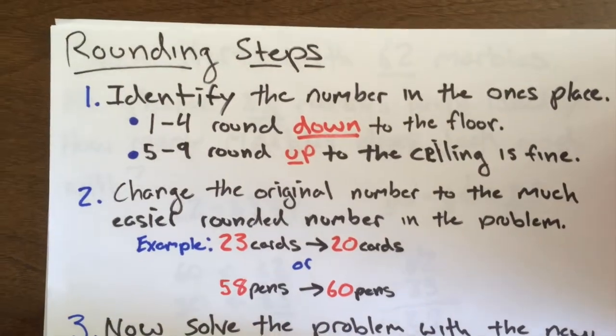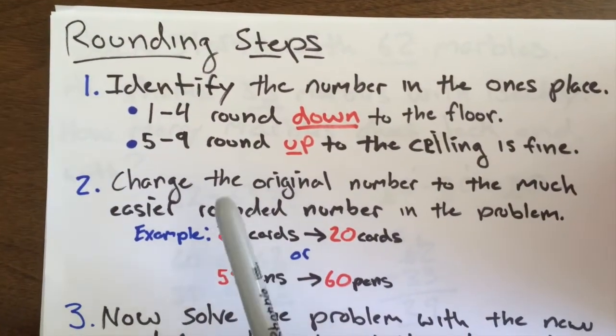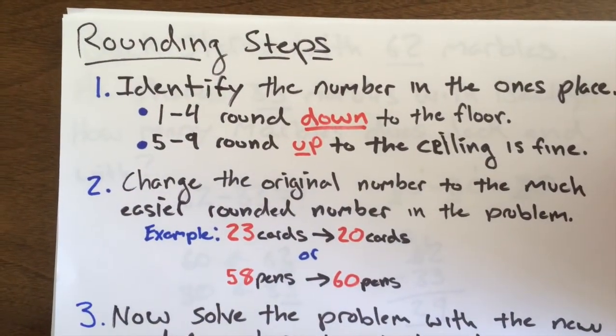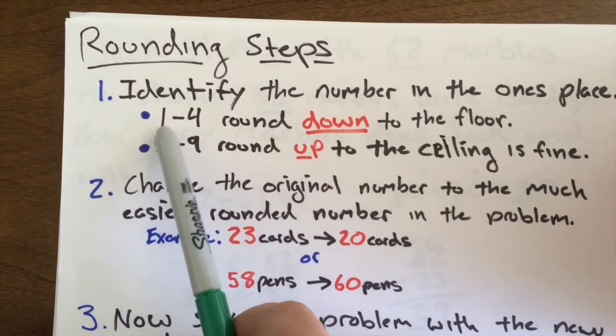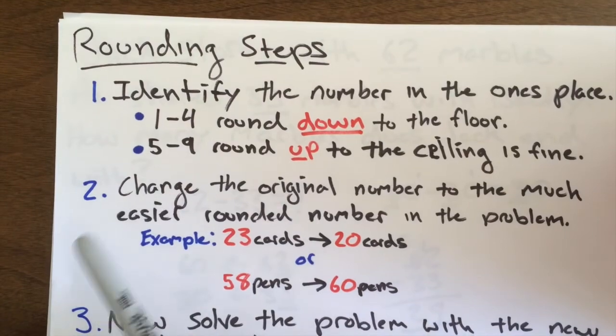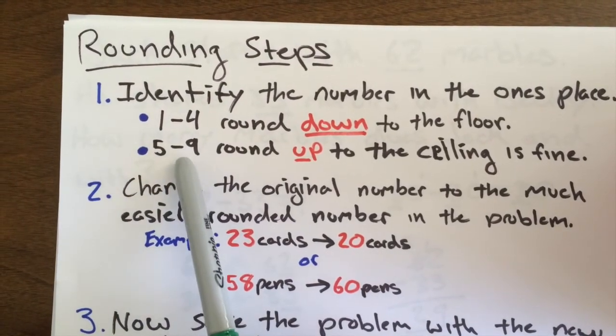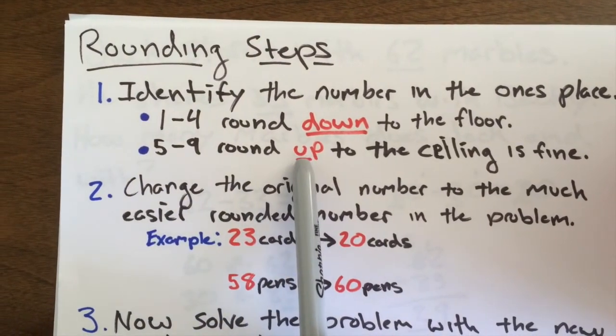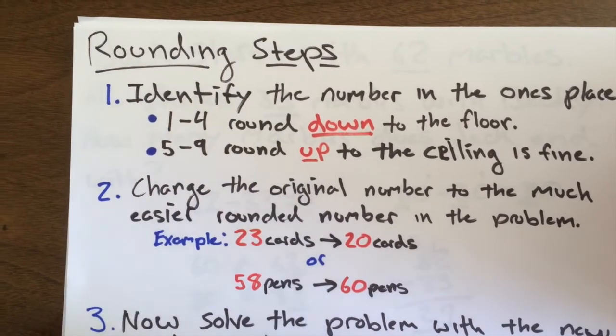When rounding a number, we first need to identify the number in the ones place. If the number ends in a 1, 2, 3, or 4, we round down. And when a number ends in 5, 6, 7, 8, or 9, we round up. And we're rounding up to the nearest 10.